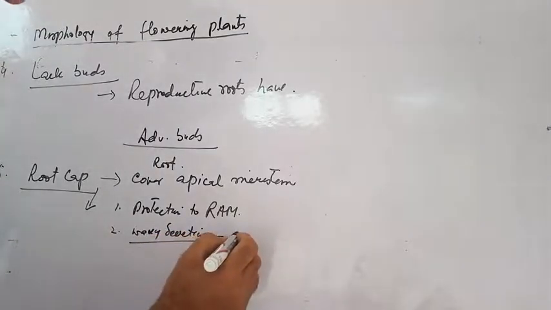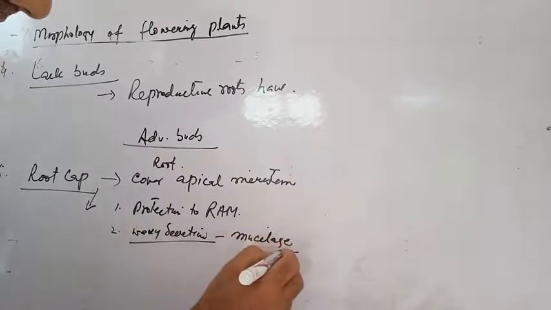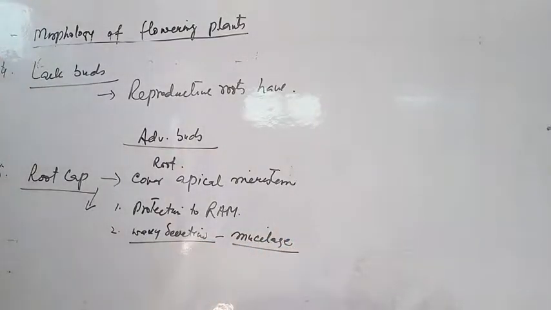We call it mucilage. And this mucilage helps the root in easy penetration through the soil. Number third function of the root cap is that it helps in the perception of gravity.